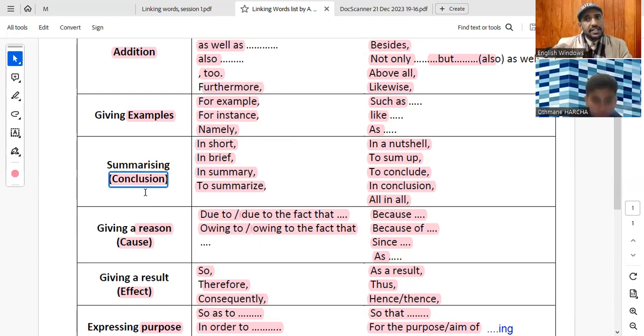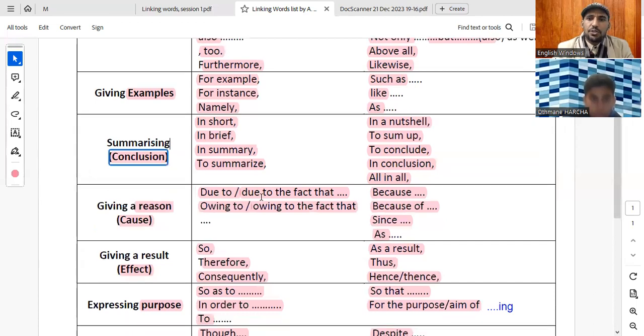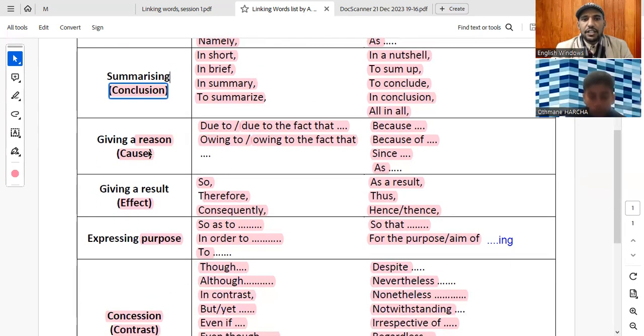Or even in writing, they are very important to use. We can use expressions like in short, in brief, in conclusion, as a summary or as a conclusion, or just to wrap up or sum up, I mean to conclude. There are linking words to give a reason, if I'd like to express the cause, like due to the fact that, owing to, because of, or since.